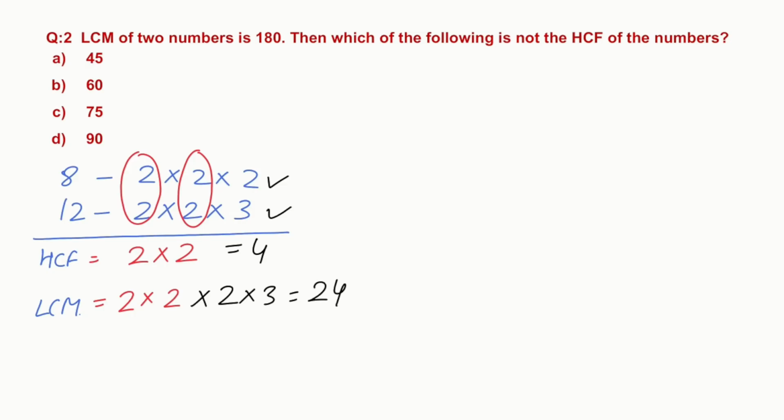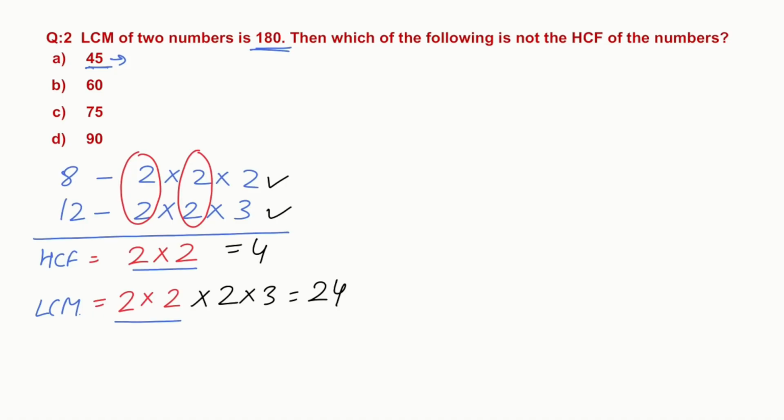So here we can clearly see whatever the factors are there in HCF will also be there in LCM always. So here also we will apply the same rule. The LCM of two numbers is 180. To find whether 45 is the HCF of those two numbers or not, we will find the factors of 45 also. If all the factors of 45 are there in the factors of 180, then 45 could be the HCF of those two numbers.